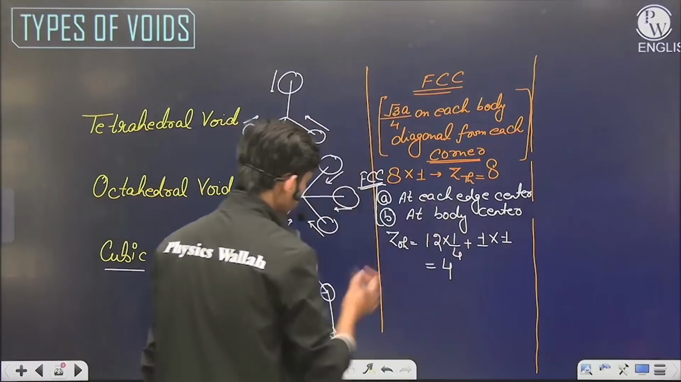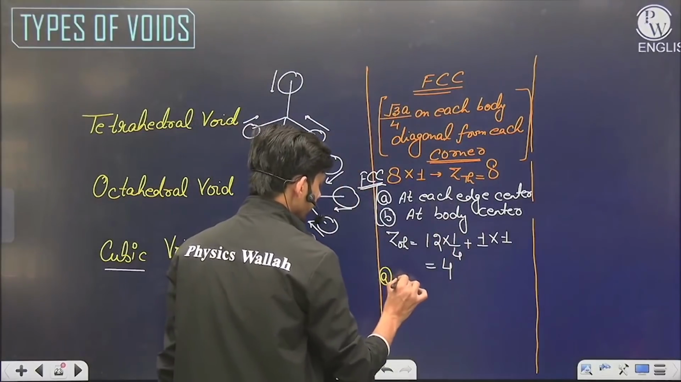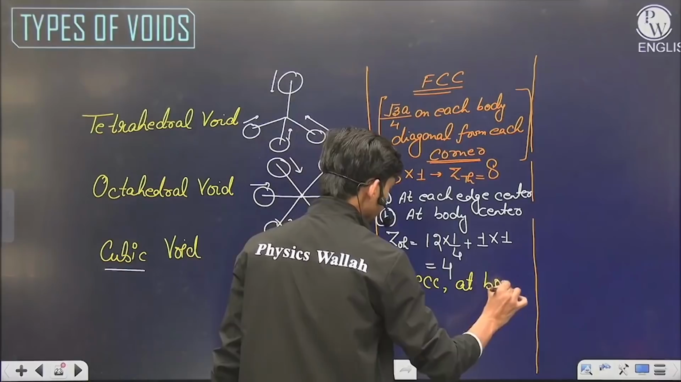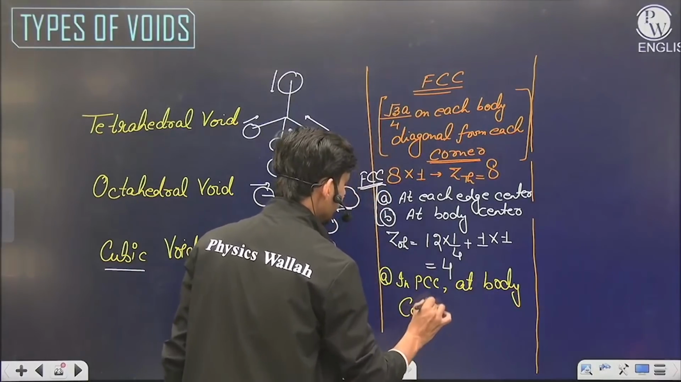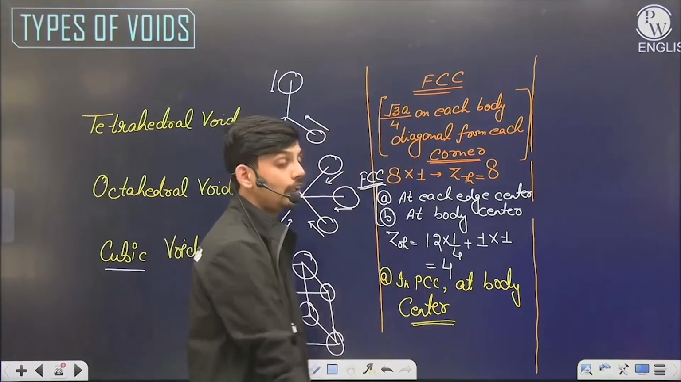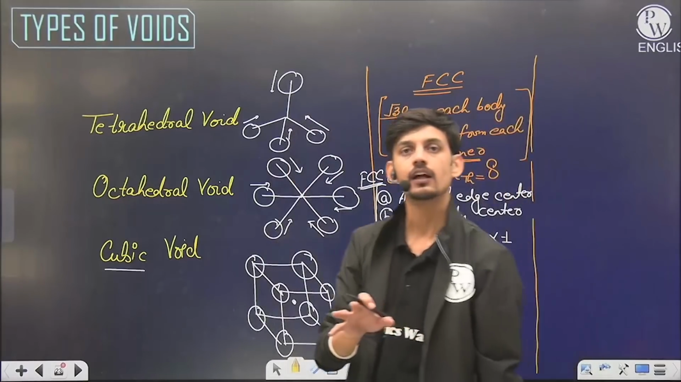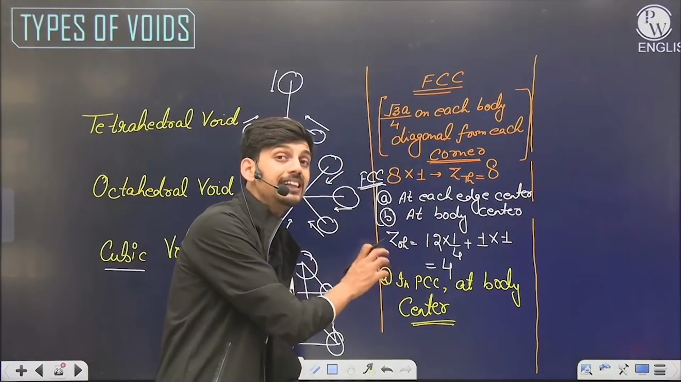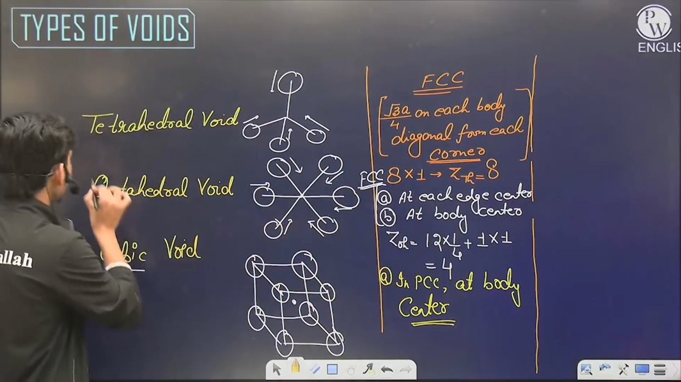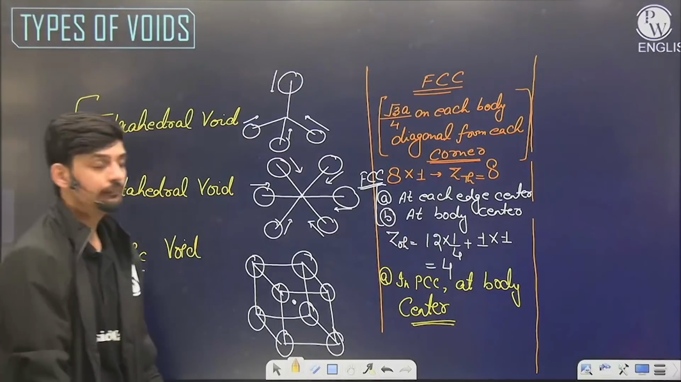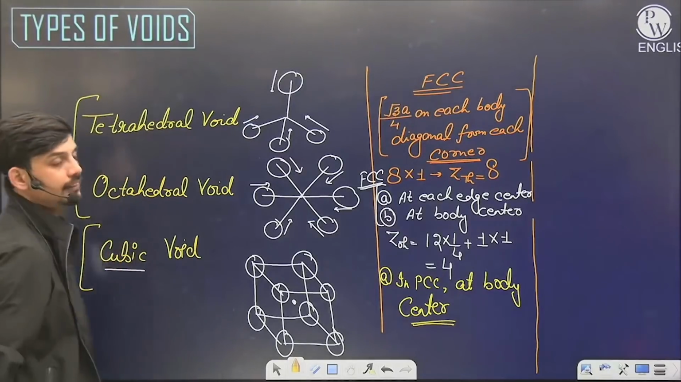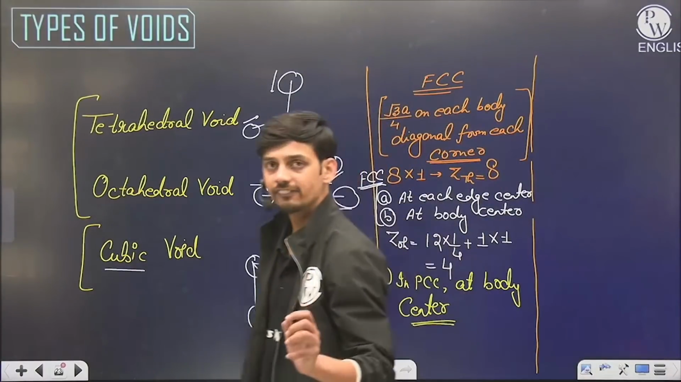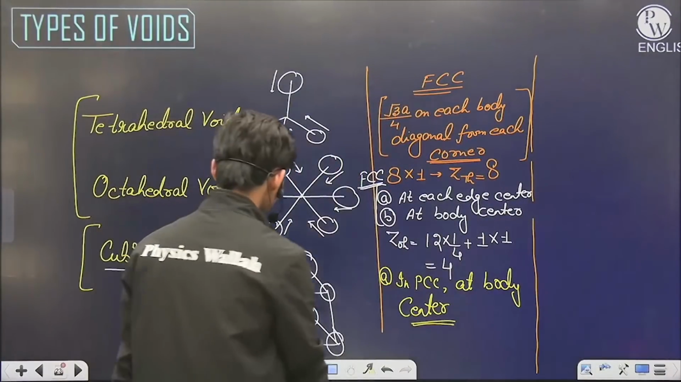And the cubic void is formed in a PCC unit cell at the body center. Remember here, beta, that both octahedral and cubic voids are formed at the body center, but the unit cells are different. One is an FCC unit cell and another is a PCC unit cell. So these 2 voids are found in FCC and this void is found in PCC. The voids of body centered cube are not studied here.